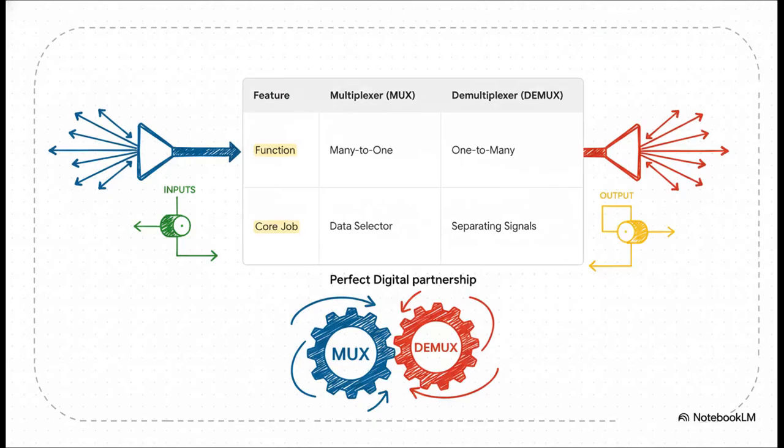So yeah, this really lays out their relationship perfectly, right? The MUX combines signals, the DMUX separates them. One's the data selector, the other is the data distributor. They're really the perfect digital partnership, like two sides of the same coin, designed to work together in perfect harmony.